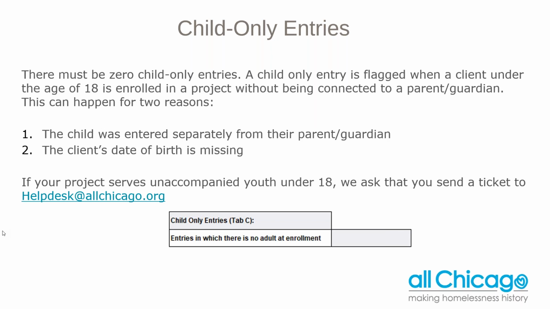This can happen for 2 reasons. A child came in after the initial head of household or guardian was enrolled, and the entries weren't done correctly, so the child does appear to be in a completely separate household than the parent, or the client's date of birth is missing. If your project serves unaccompanied youth under the age of 18, we do ask that you submit a help desk ticket just so we can flag your project for that, because the report will not take that into account.